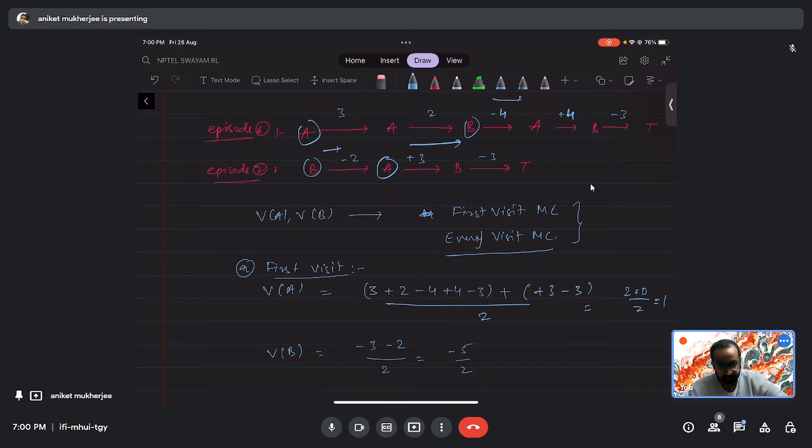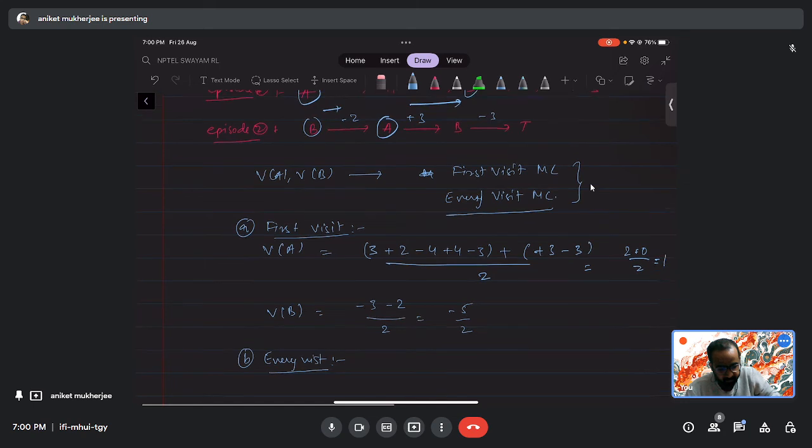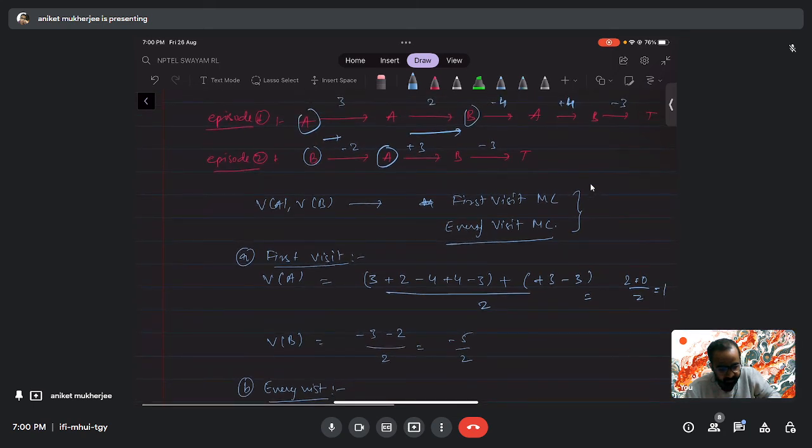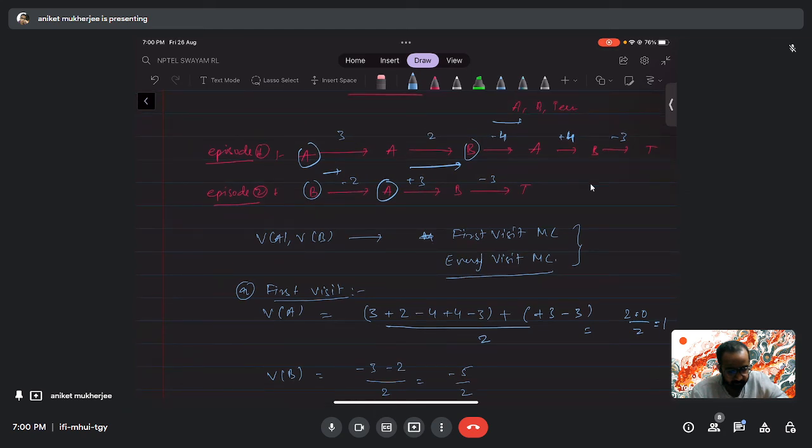Right. Okay? Every visit. So B would be 3, 2, 5 minus 4. The first one would be 2 plus 2. Then again, I'll start from the second A, right? 2 plus 2, 4. Yeah, you're right. So calculate terminal. Then you start from here. Calculate terminal. Calculate terminal. Terminal.